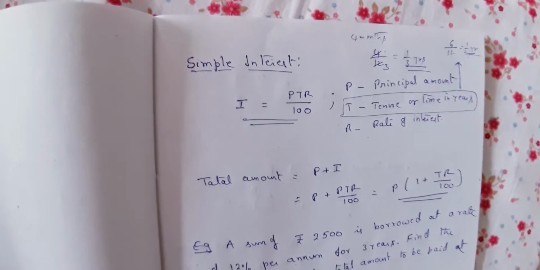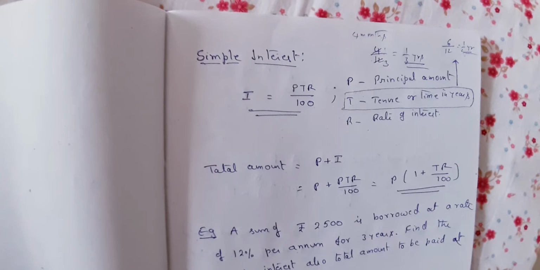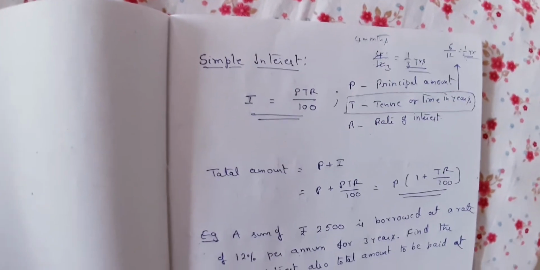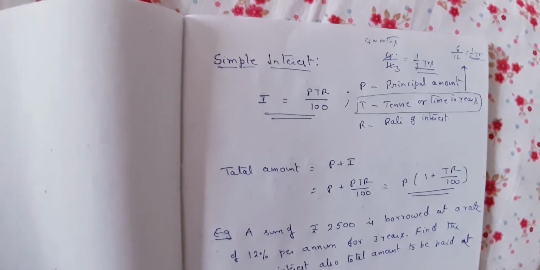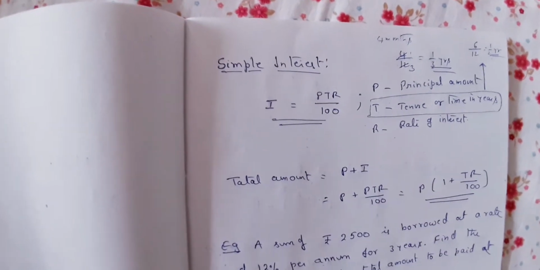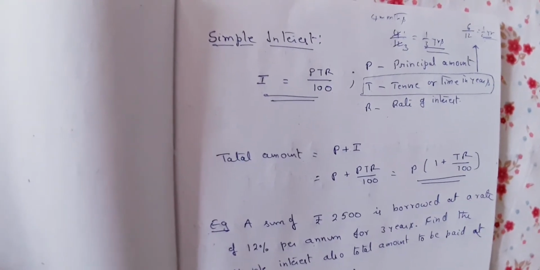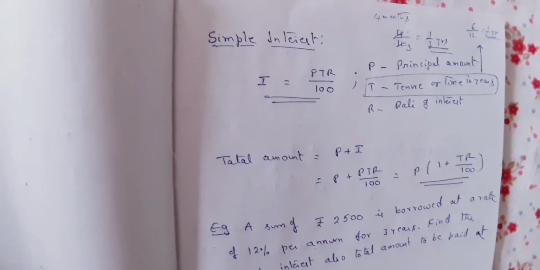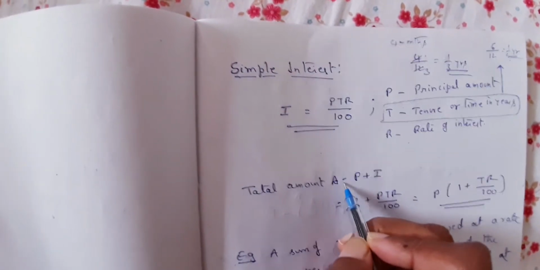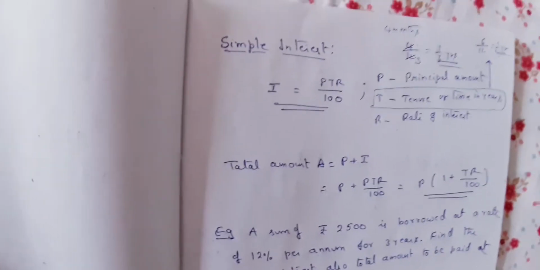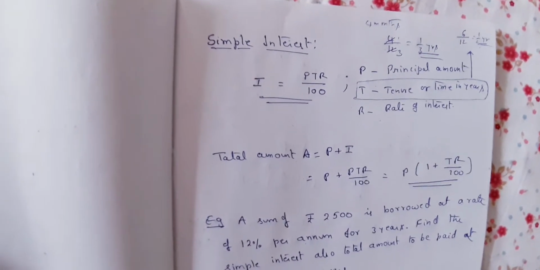And now suppose we borrowed some principal amount and we have calculated the interest. So at the end of the tenure, that means when we promise the person that after 2 years we will return you the amount, after 2 years what you will return? Only the interest part? No, we have to add also the principal. So therefore total amount, usually represented by capital A, is equal to principal plus interest. So whatever the principal amount that you have taken plus interest.